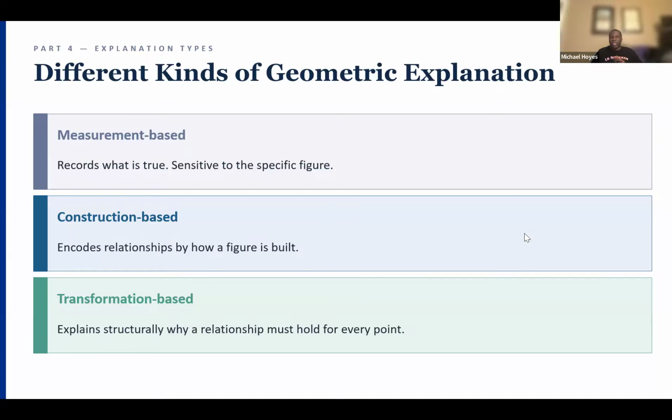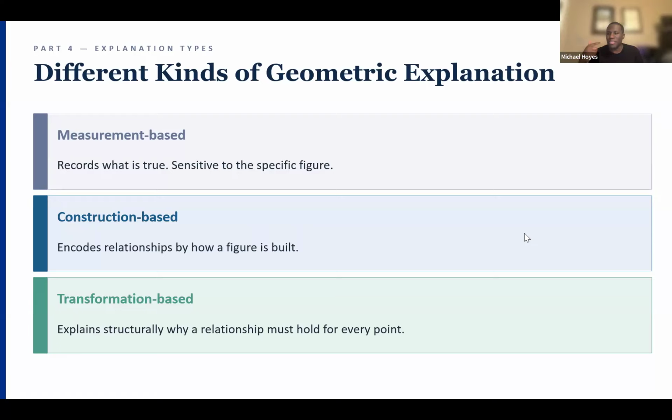And so the ways in which we explain our geometry can pull from all this stuff, but we understand that some of them have more power than others. Some of them are more generalizable than others. Construction and transformation based explanations are much more powerful and much more generalizable than measurement based stuff. But for the most part, we can use measurements to help get those thoughts going.